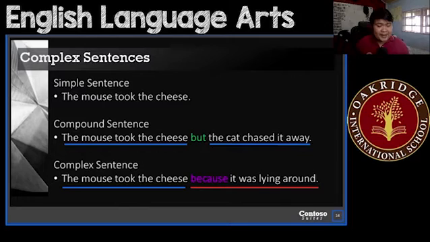Okay? Right. So this is the difference with simple, compound, and complex. Simple sentences, just basic sentences. Compound is when you have two different independent clauses combined by a coordinating conjunction. Complex sentence is when you have a dependent and an independent clause combined by a subordinating conjunction.